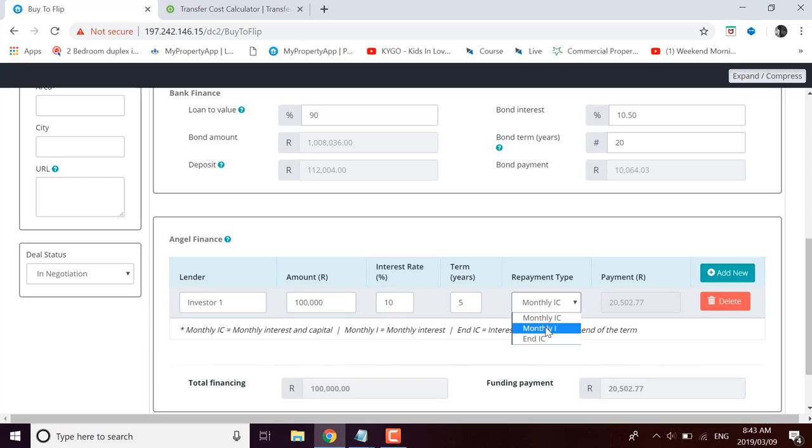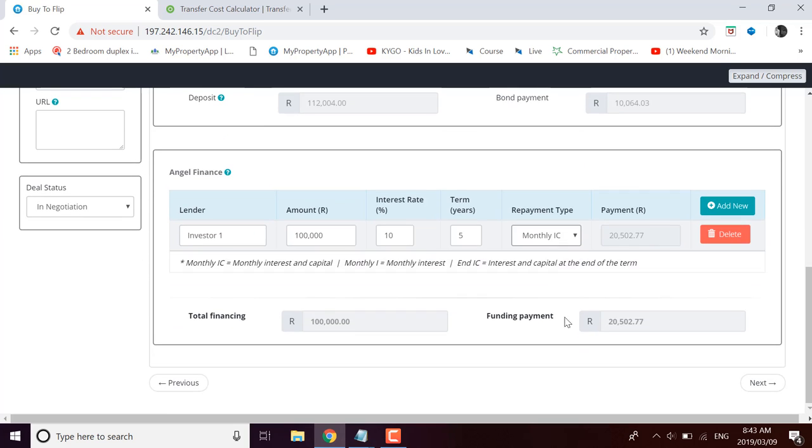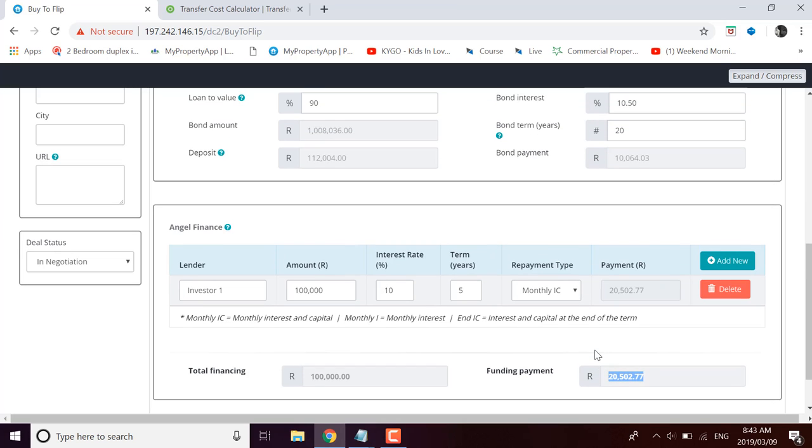Monthly interest means you don't pay the capital amount until the end of the project, which means you pay only interest every month, and then at the end you pay the capital. Maybe we should actually take that approach. That should be quite a good approach. Or end interest and capital. End interest and capital means at the end of the project you pay interest and capital. Okay, so if you're taking monthly interest and capital, it means we have to pay our investor 20,000 Rand per month for the duration of the loan.